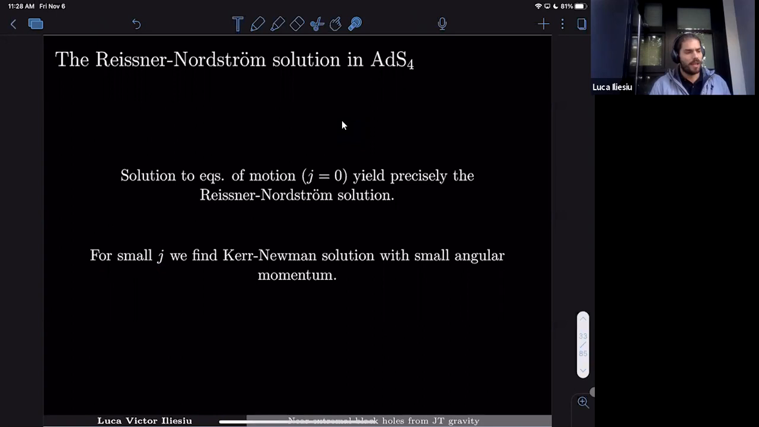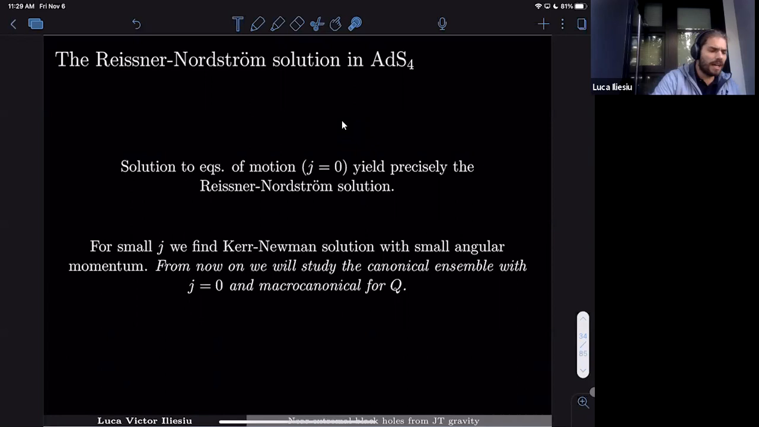two-dimensional metric yields the Kerr-Newman solution with small angular momentum. So indeed, the identification of Q as the charge and J as the angular momentum, of these two quantities that appeared after I integrated out the gauge fields, the identification of them as charges in the system is correct. So from now, for convenience, I'll only show results for which J is equal to zero. So I'll work in the canonical ensemble with fixed SU(2) charge and microcanonical for Q.